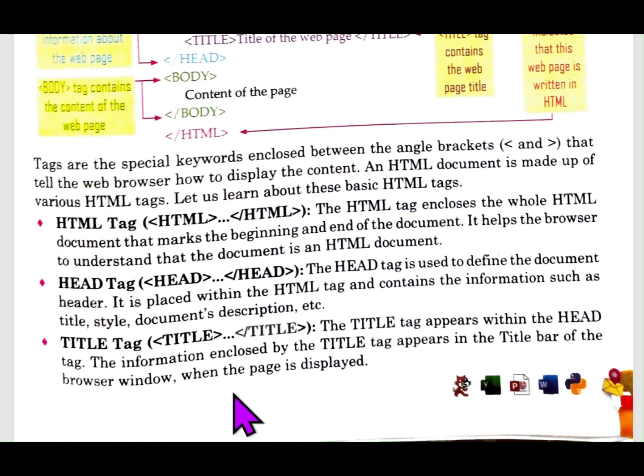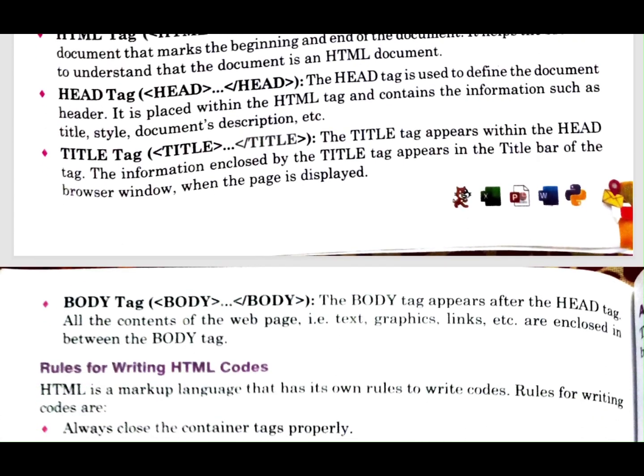Now come to the title tag. The title tag appears within the head tag. The information enclosed by the title tag appears in the title bar of the browser window when the page is displayed. Later on I will show you where the title bar is and how it is displayed on the web browser. Now come to the next one, that is the body tag. So the body tag appears after the head tag. All the contents of the web page, that is text, graphics, links, etc., are enclosed between the body tag.